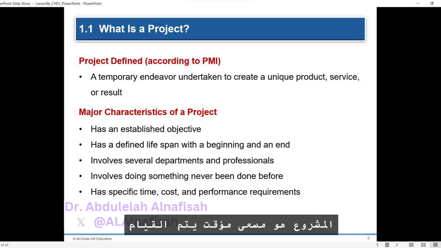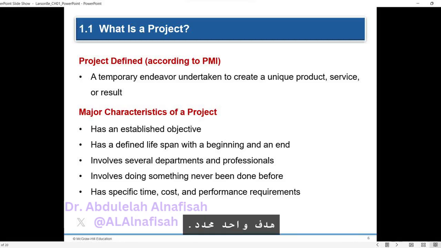A project is a temporary endeavor that is undertaken to create a unique product, service, or result. It is characterized by several key aspects. 1. Established objective. The project has a specific objective or goal that needs to be achieved. This objective could be anything from constructing a building to developing a software application.